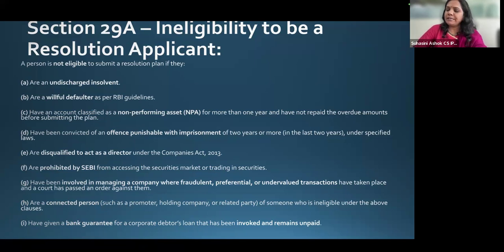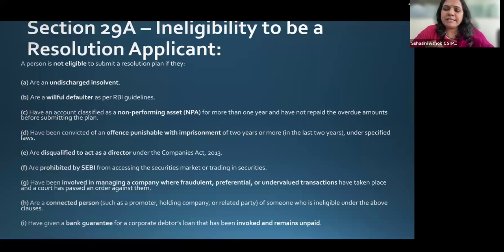So when we go very detailed into section 29A, who are the persons who are ineligible to be a resolution applicant? One is an undischarged insolvent. Undischarged insolvent means there should be a court order, and the court order needs to specify the person as insolvent. So we will go very detailed, clause by clause. So, undischarged insolvent.